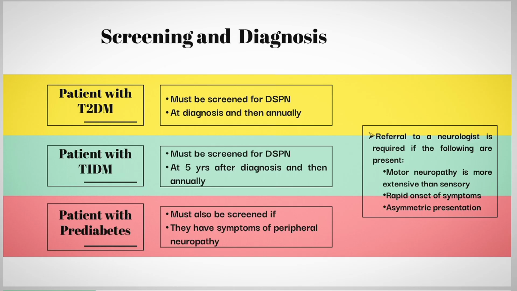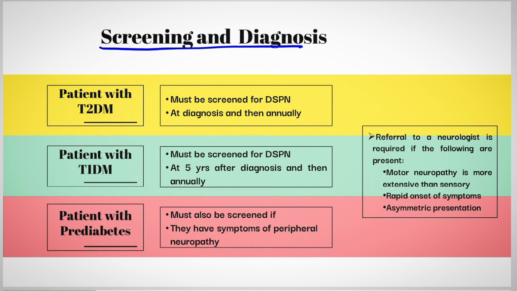Coming to the screening and diagnosis of diabetic neuropathy. In any patient with type 2 diabetes mellitus, screening for diffuse symmetric polyneuropathy should be done whenever the person is diagnosed with type 2 diabetes mellitus, and after that, annual screening should be performed for diffuse symmetric polyneuropathy.